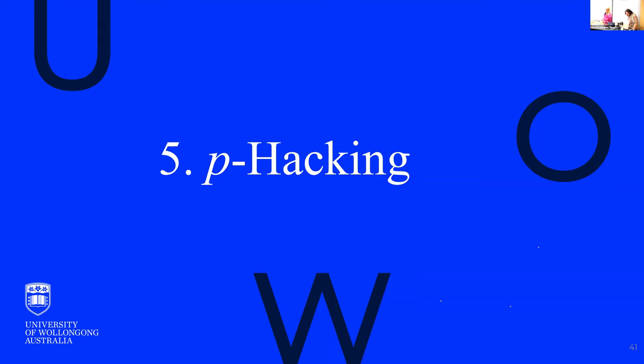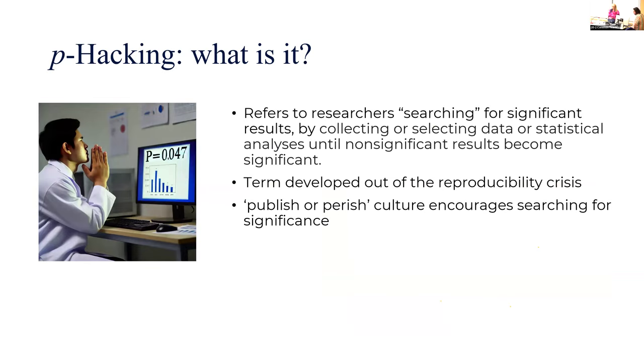Okay, so our next common mistake is p-hacking. Well, this one isn't a mistake, actually, because it's quite intentional. So what is p-hacking? Basically, it's searching for significant results. So you're either collecting data, selecting data, or analyzing data until you get a statistically significant result.